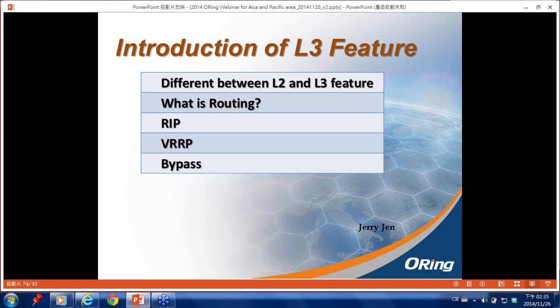Today, I would like to talk to you about what Layer 3 features are and why we need Layer 3 features. The main points I will talk about are these 5 points. Firstly, what's the difference between layer 2 and layer 3 features? Secondly, what is routing? Then I will introduce RIP, VRRP, and bypass features. So let's look at the first topic.